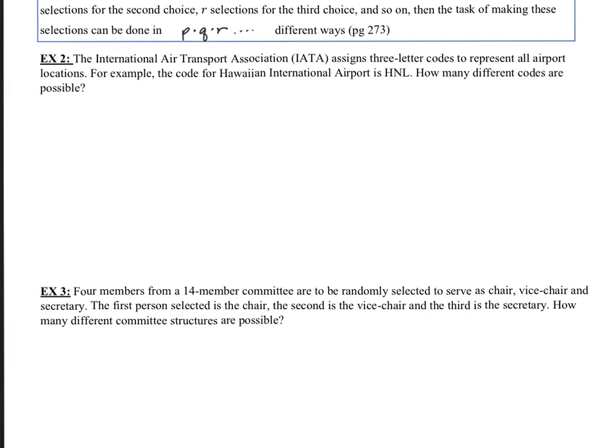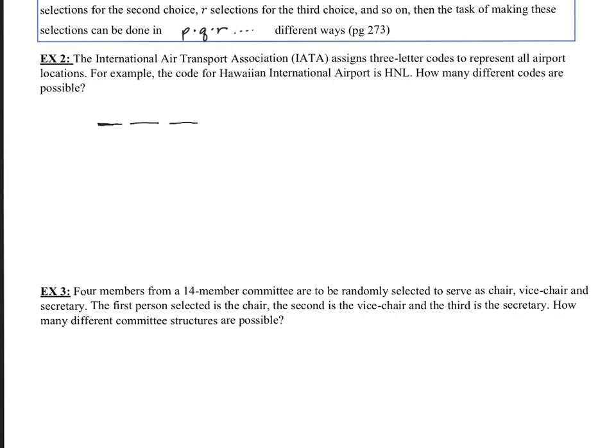Now for example 2. The International Airport Transportation Association assigns 3-letter codes to represent all airport locations. For example, the code for Hawaiian International Airport is HNL. How many different codes are possible? Well, let's see. What do we need? Well, we know we're looking for 3-letter codes, so we need 1, 2, 3 different options.